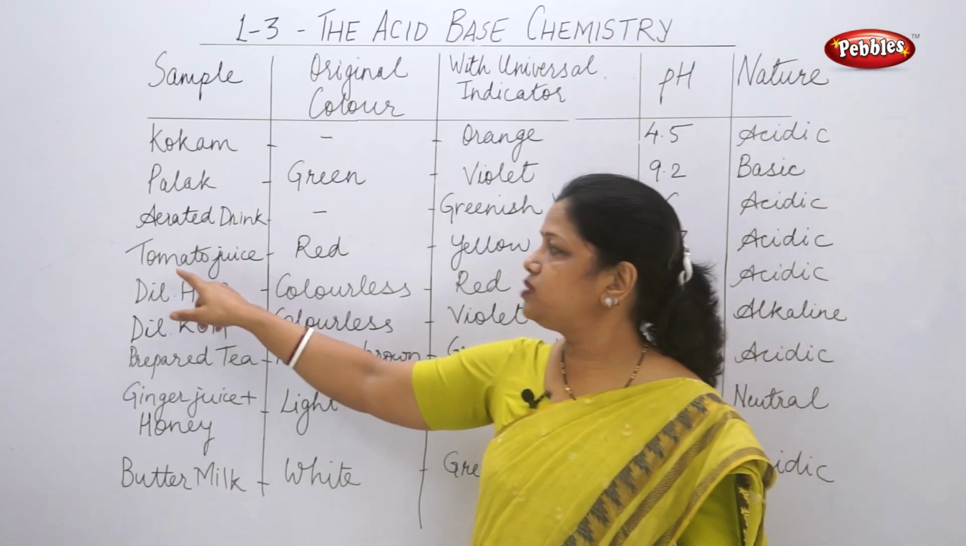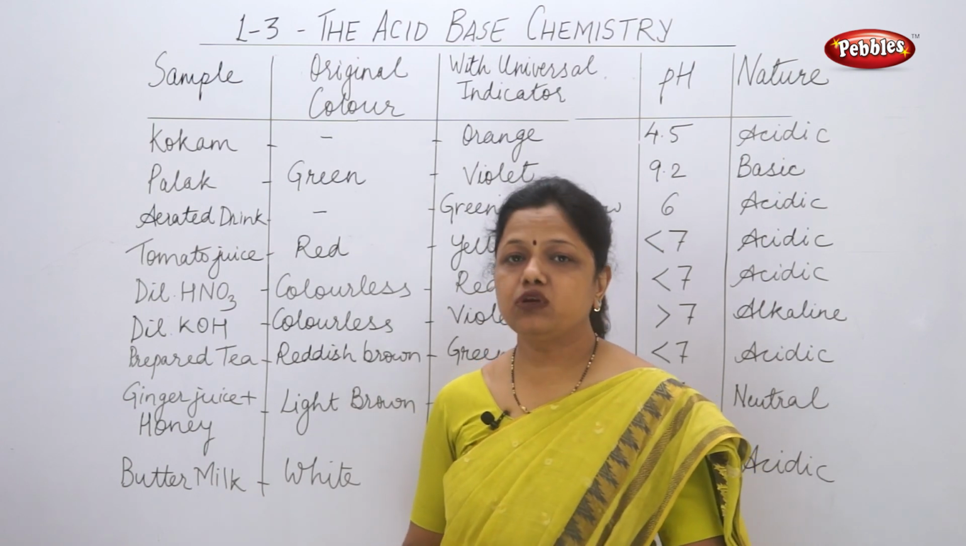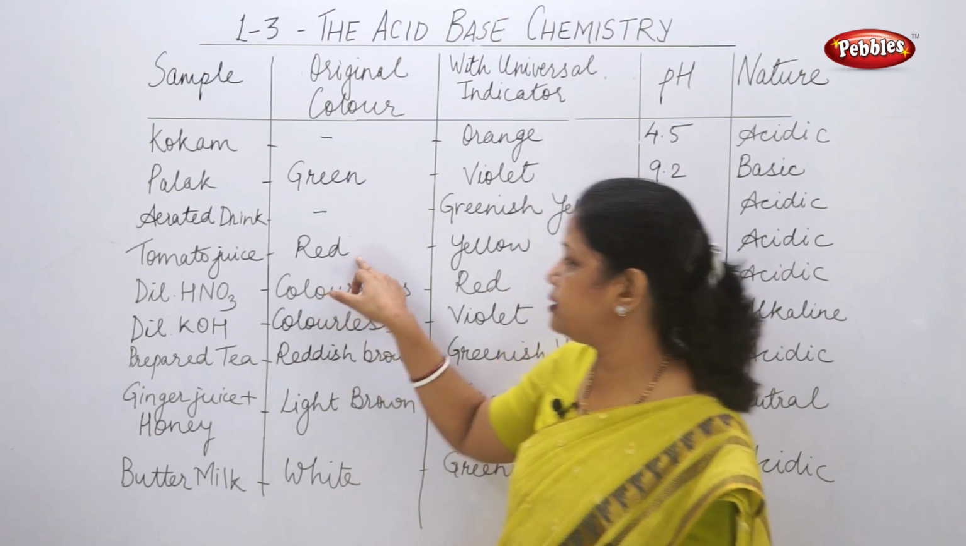The fourth sample is tomato juice. All of us know tomatoes are red in color. So if I make juice of it, it will be red in color. So the original color is red.